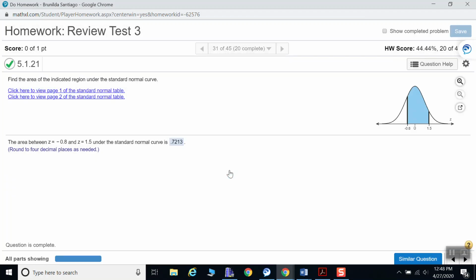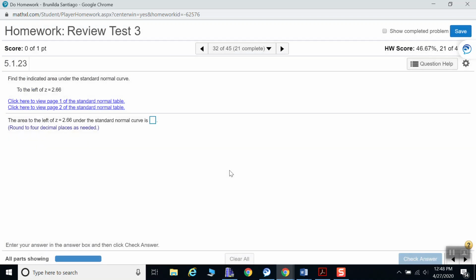Okay. And so those are the basic 3 cases that you can expect to find: area to the left, area to the right, and the area between. So I'm going to stop the video here, and then we'll continue in our next video.